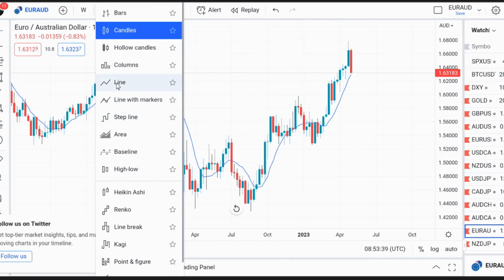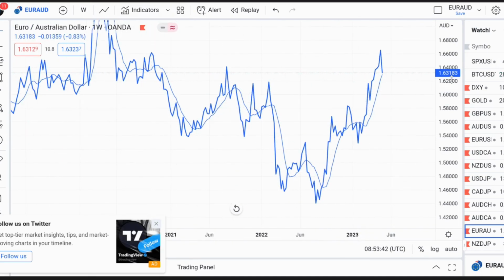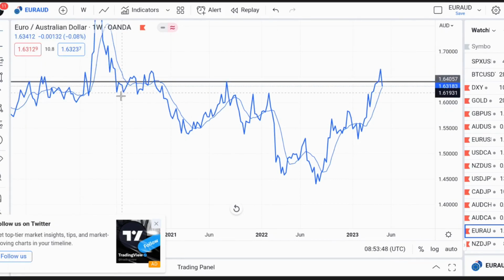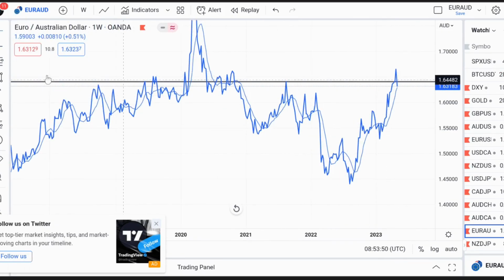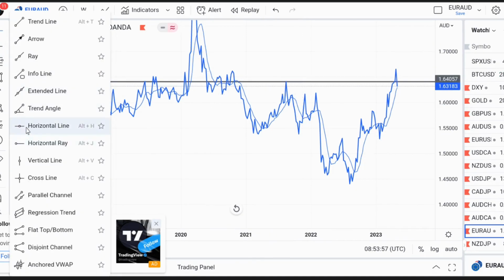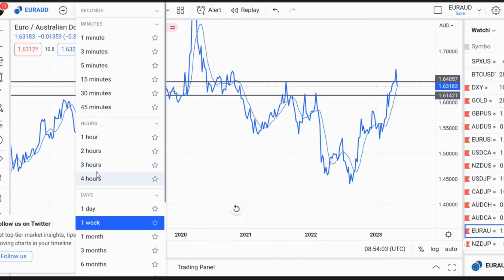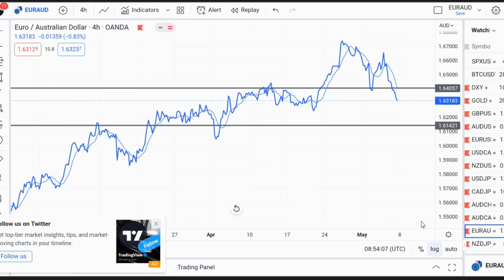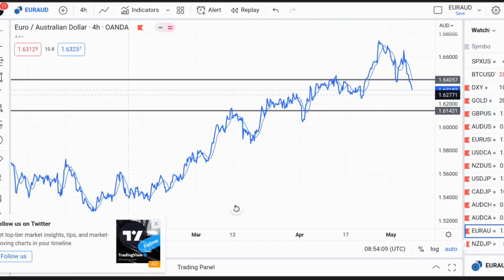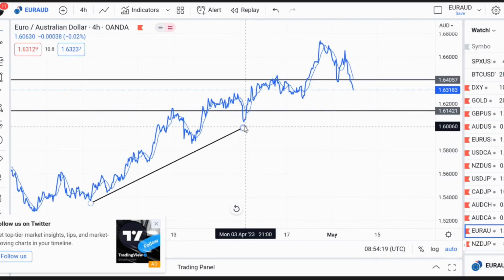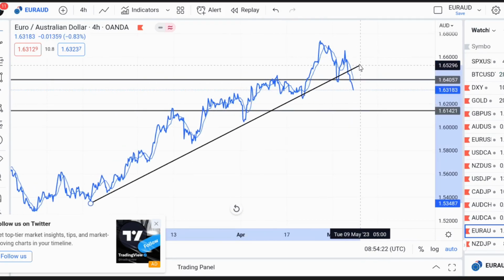So the next one is Euro Australian dollar. So looking at Euro Australian dollar, if you check the levels, let's put the levels there. So the next level of support is right here. The next level of support is right there, and then let's go to the 4-hour time frame. So using trend line right here, you can see that we have a break of that level already.